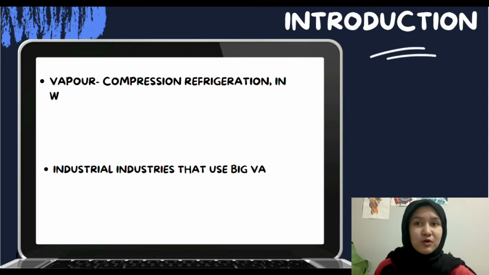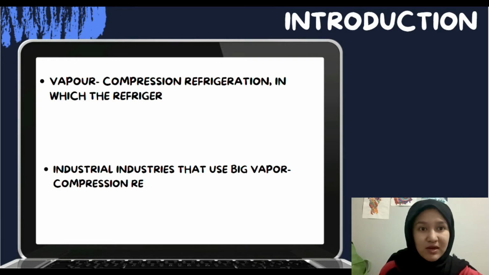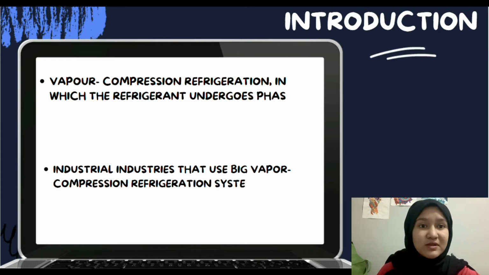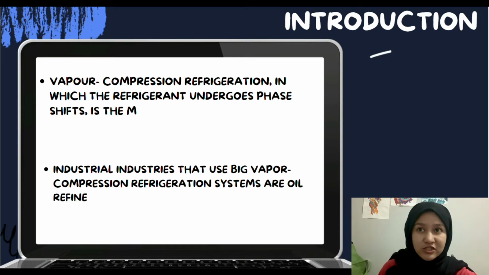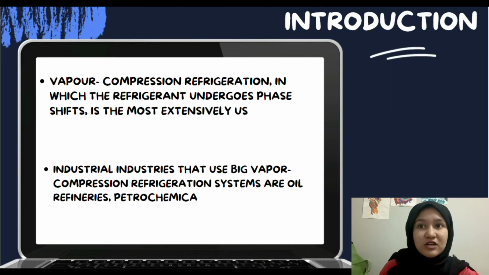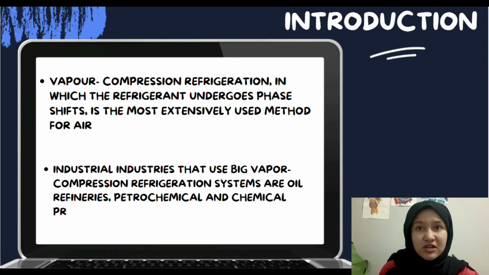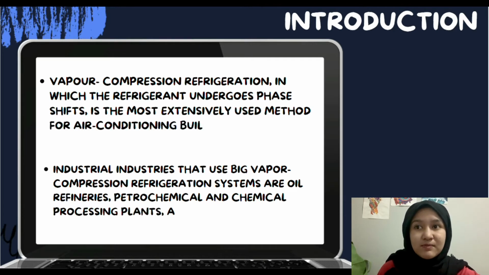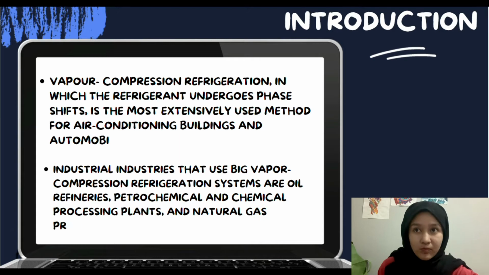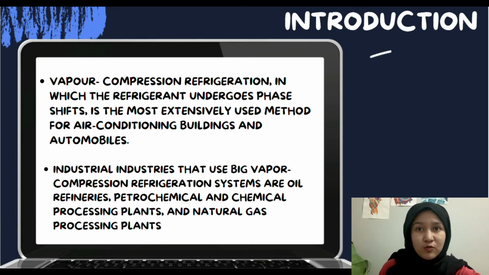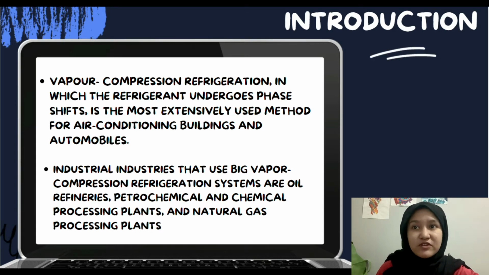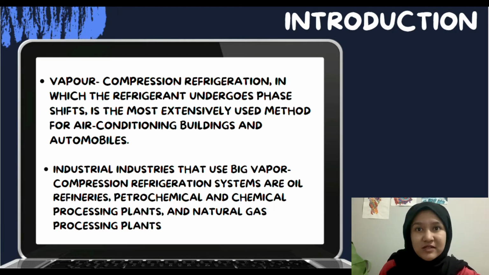First things first, we have to know that the objective of the experiment is to determine the coefficient of performance, COP, for a vapor compression cooling system. Vapor compression refrigeration, in which the refrigerant undergoes phase change, is the most extensively used method for air conditioning buildings and automobiles. It's also used in refrigerators, large-scale warehouses for chilled or frozen food storage, refrigerated trucks and railroad cars, and a variety of other commercial and industrial services.